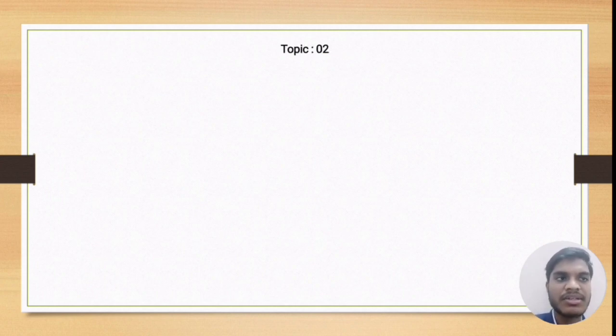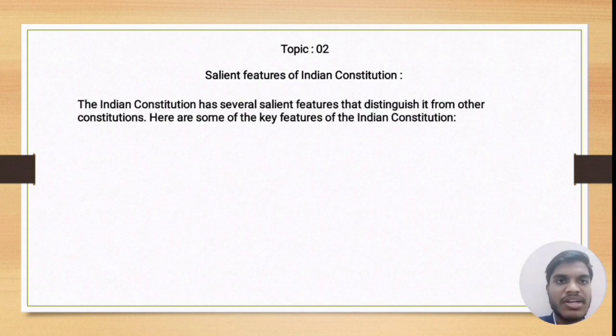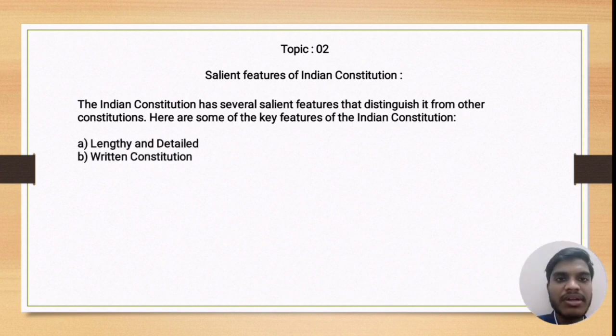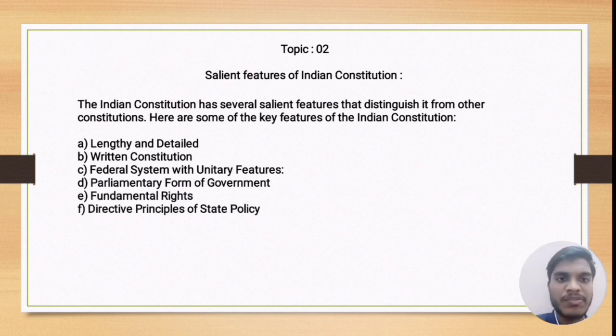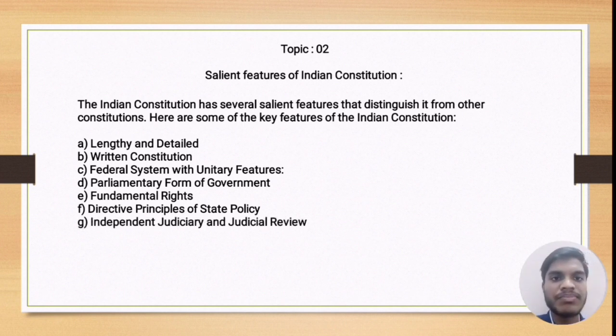Next, that is salient features of Indian Constitution. The Indian Constitution has several salient features that distinguish it from other constitutions. Here are some of the key features of the Indian Constitution. It is lengthy and detailed. It is written constitution. It has federal system with unitary features, parliament form of government, fundamental rights, directive principles of state policy, independent judiciary and judicial system, secularism and amendments.